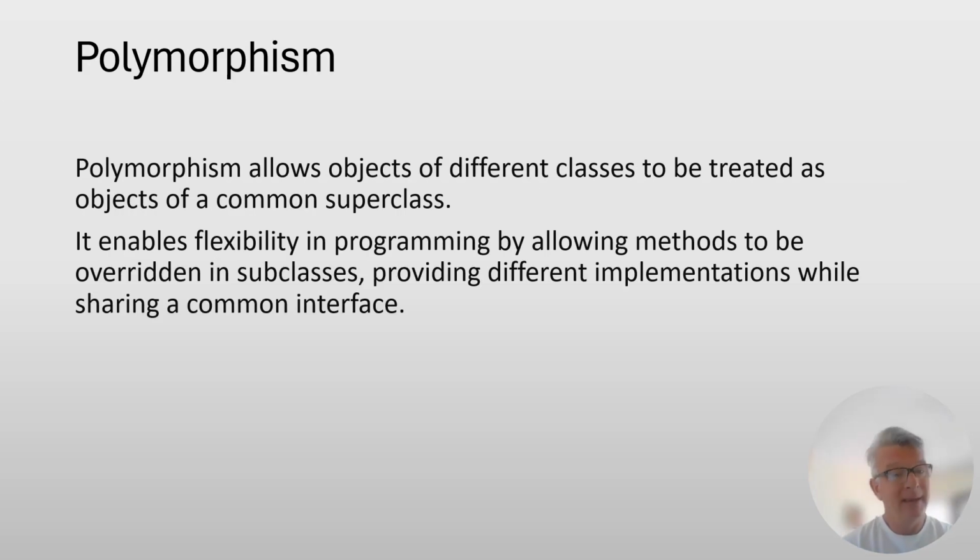Polymorphism, fun to say, easy to do. It really is simple because poly just means many, morph means shapes. So all we're doing is allowing objects of different classes to be treated as objects of a common superclass. This enables flexibility in programming by allowing methods to be overridden in subclasses. Let me explain what that means.